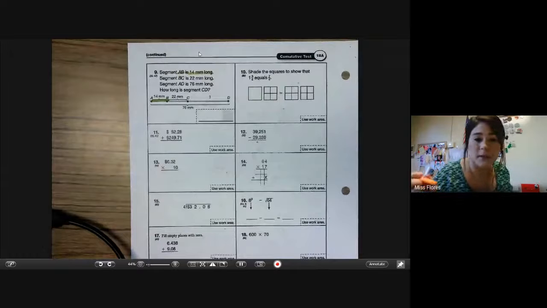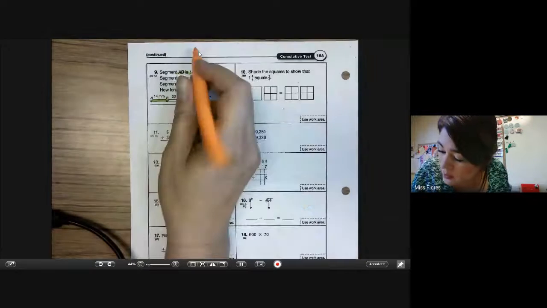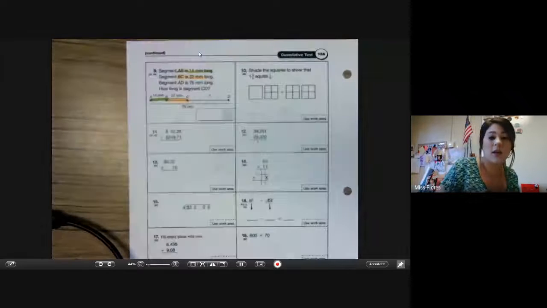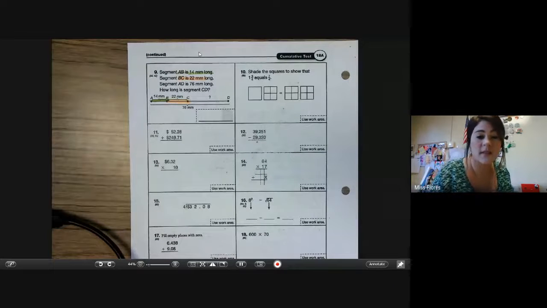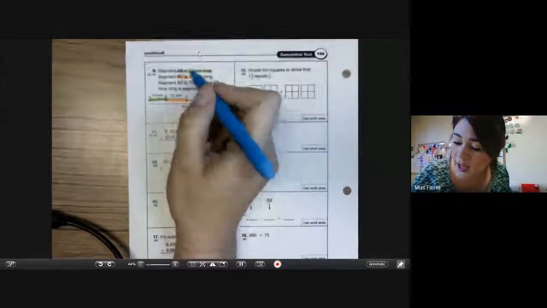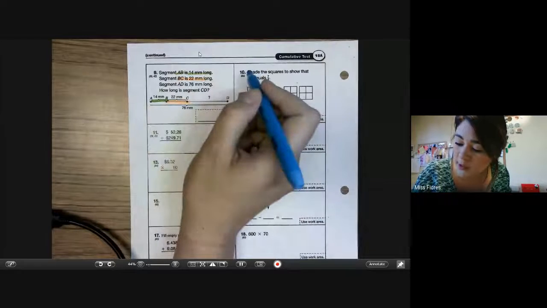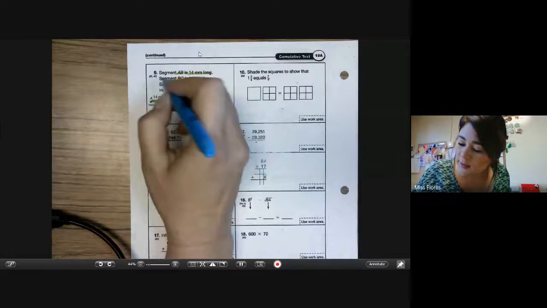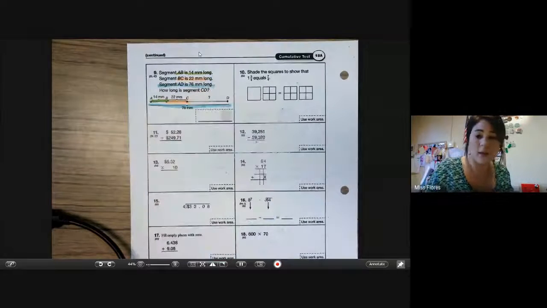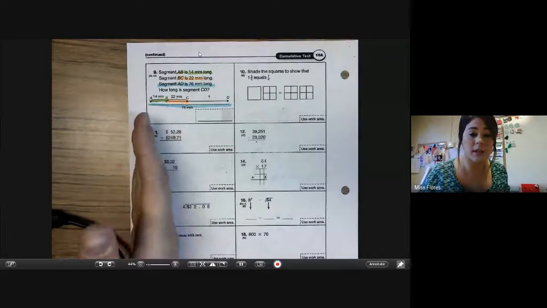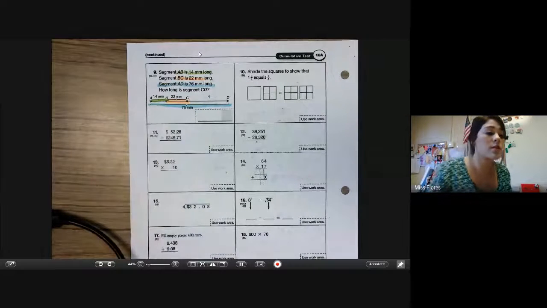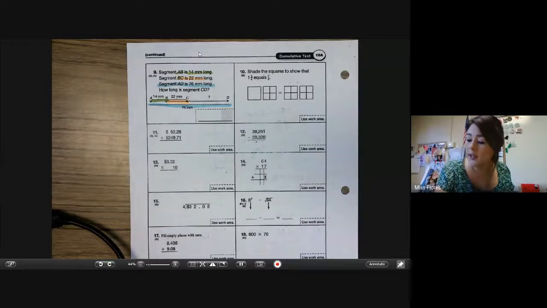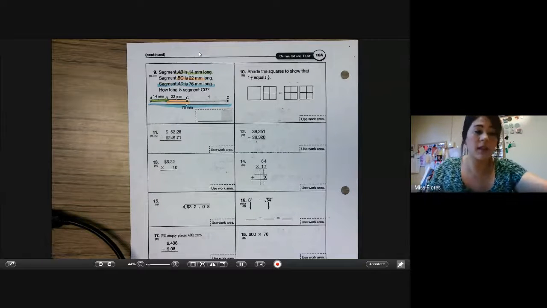Then it says segment BC is 22 millimeters long. Okay, so BC is right here, 22 millimeters long. Then it says how long is CD? Oh, sorry, AD is 76 millimeters long. So that means this whole thing is 76 millimeters long. So part of it is 14 millimeters. The second part is 22 millimeters. And now it's asking you, what is the length of CD?